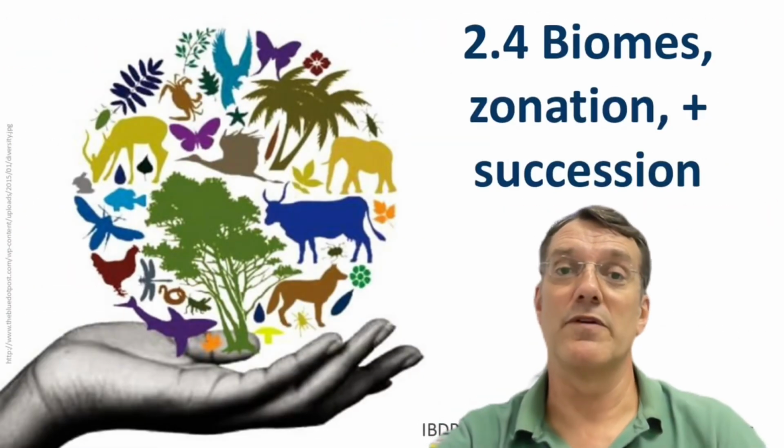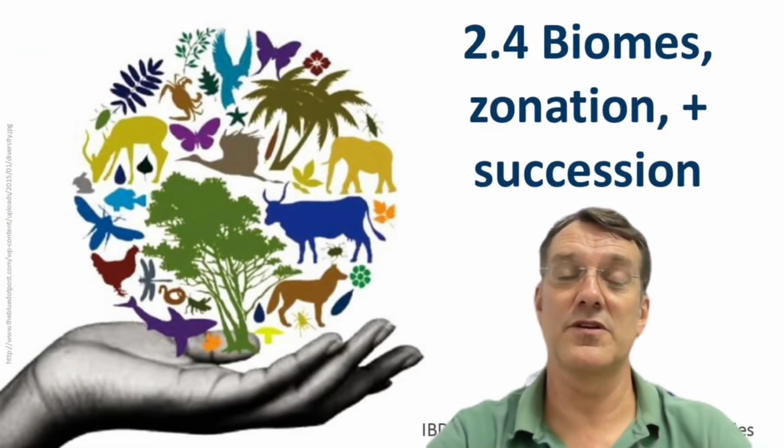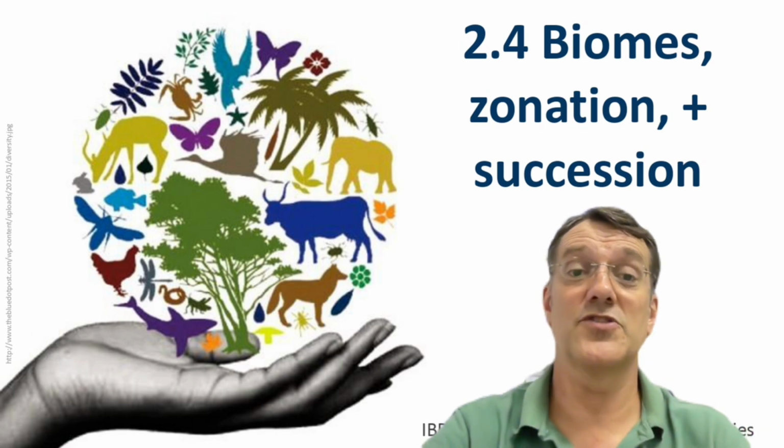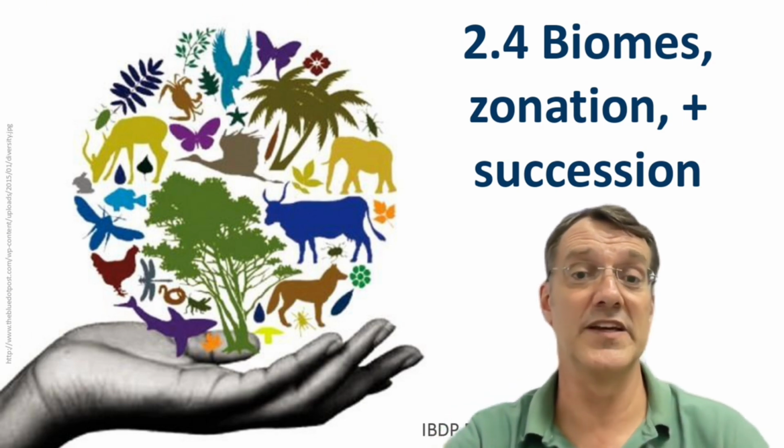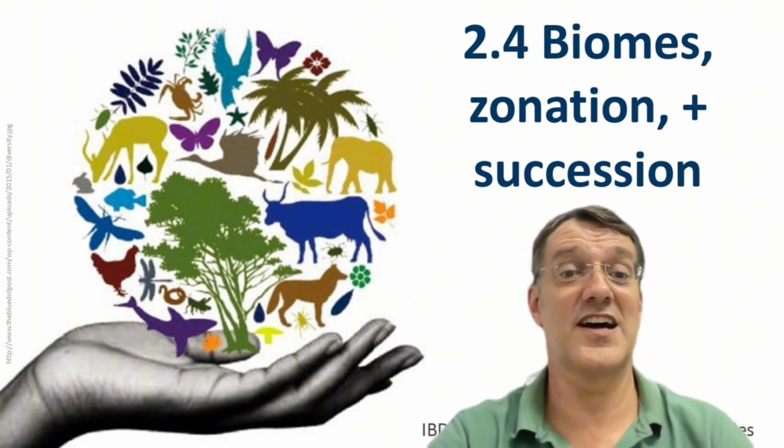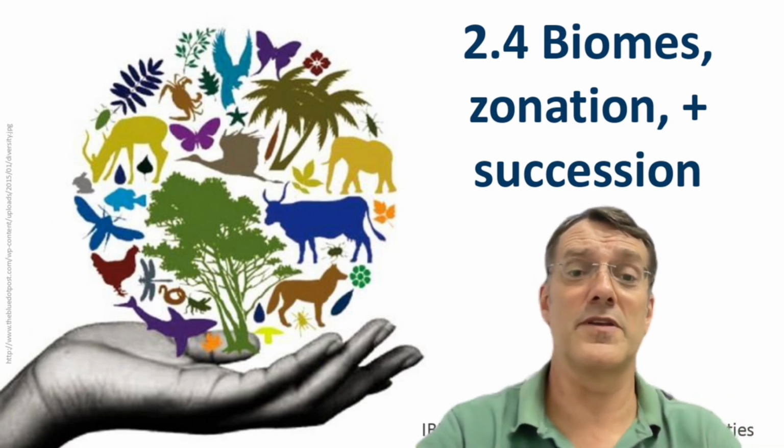That's it for topic 2.4, biomes, zonation, and succession. Remember that these concepts help us understand how ecosystems are distributed globally, how they change across landscapes and time, and how they develop throughout the years.